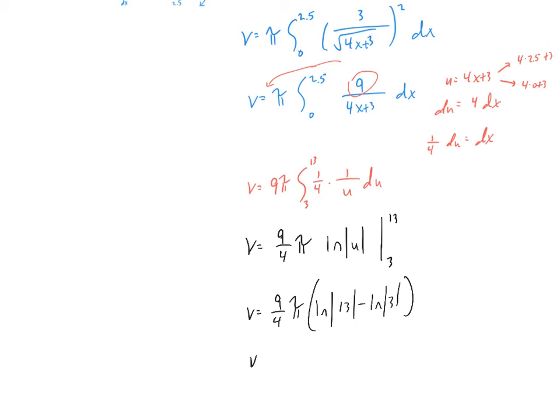We could approximate it if we wanted to, but I could also use a property of logs, 9/4 pi, a difference of logs. We can write that as the natural log of 13 over 3. And that's it. And the reason I dropped off my absolute value symbols was because I know the absolute value of 13 is 13, similar for 3. So that's the exact value there for the volume of that region. We could approximate it if we needed to. You could have used your calculator sooner.